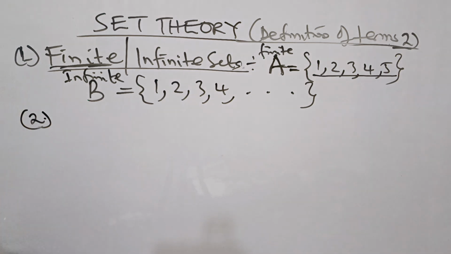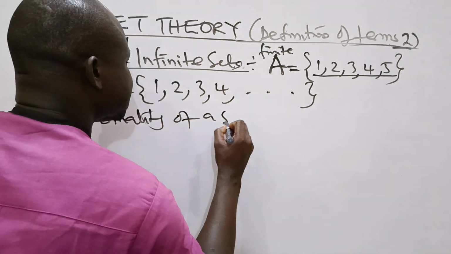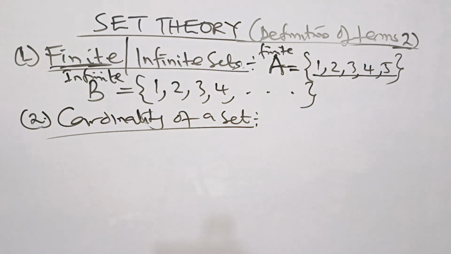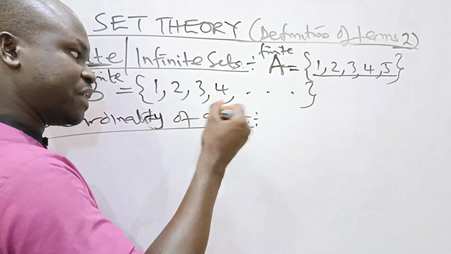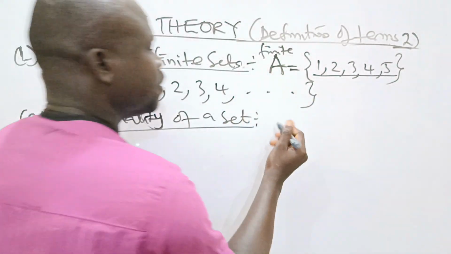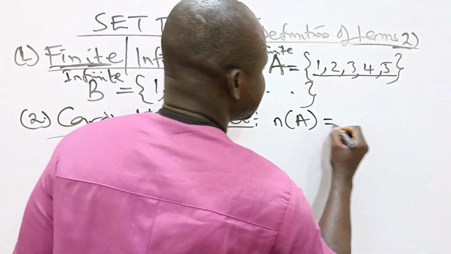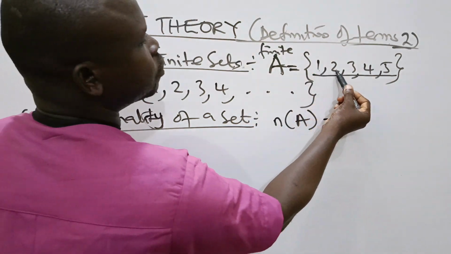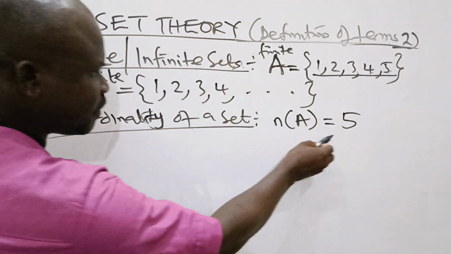Then the second definition of terms that we are going to talk about today is the cardinality of a set. What do we understand by the cardinality of a set? Cardinality of a set is the number of elements in that set. For instance, if you look at the finite example that we gave here, the cardinality of A is denoted as n of A. So how many elements do we have in A? 1, 2, 3, 4, 5. So the cardinality of A is 5.